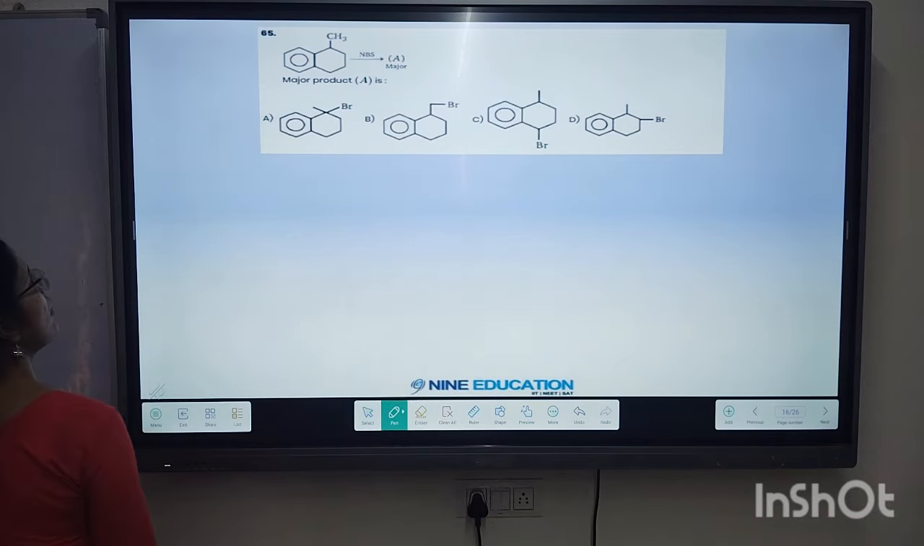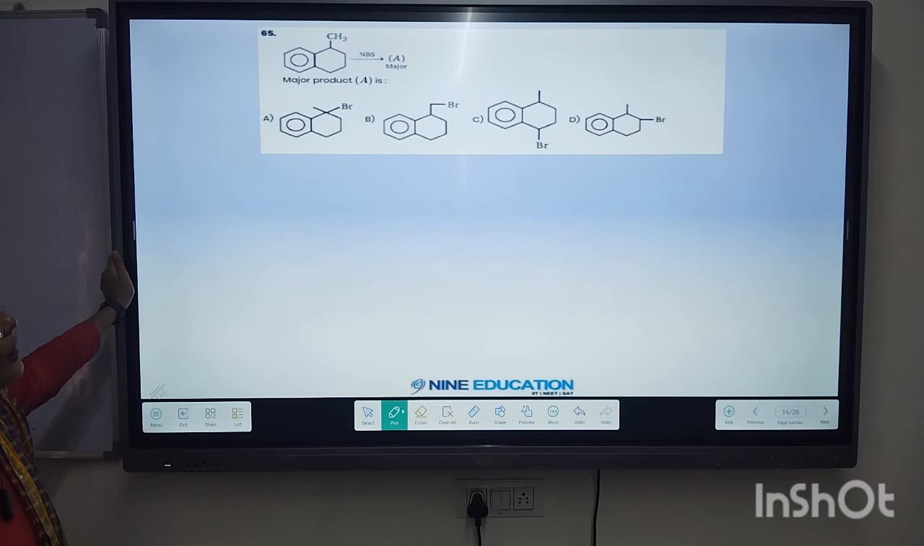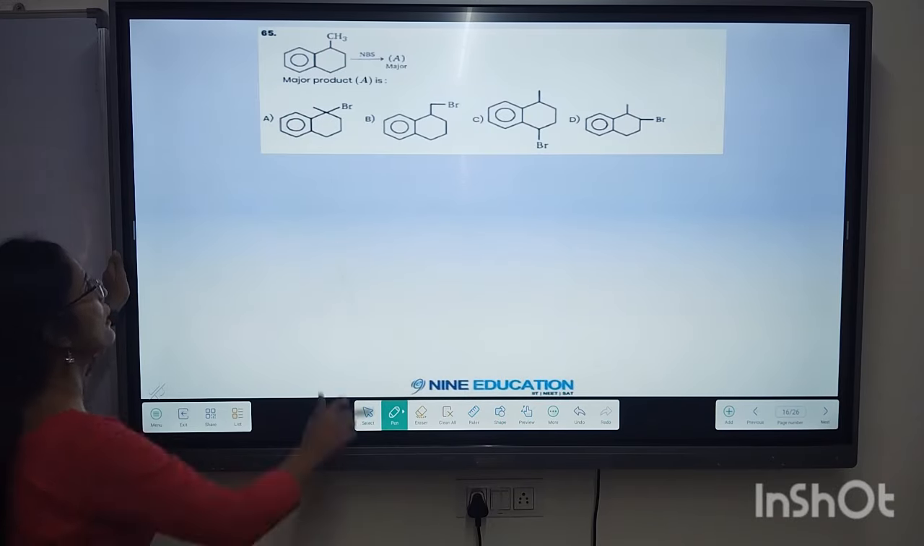Coming to question number 65, we have some reactant, and over the arrow we have NBS. We need to find the major product A. Some students might not be able to recognize what exactly NBS is.